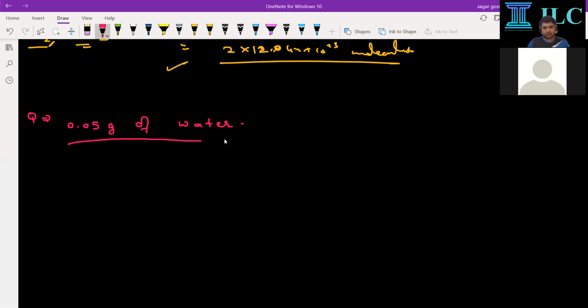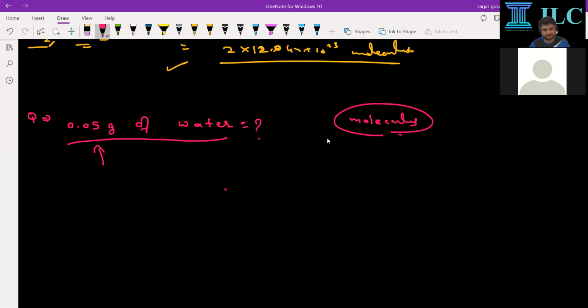One second. If you know it, 18 gram of water contains that much molecules. So actually, my question is, how many molecules would be there in 0.05 gram of water? How many molecules in 0.05 gram of water? You have to find out. How many molecules would be there in water if water is 0.05 gram?